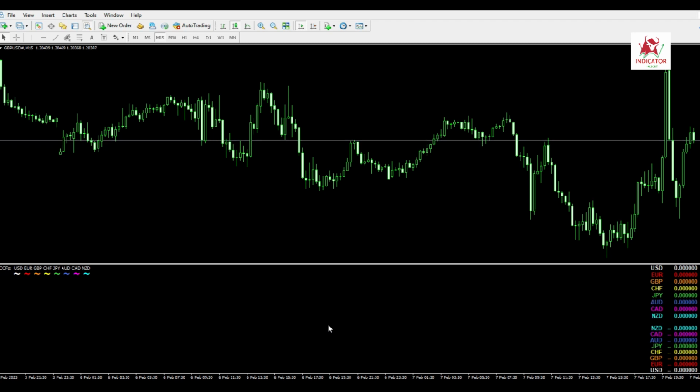Once you've found what you were looking for in the CCFP window, you can now use the CC window to find an entry. The combination of these two indicators is great and will almost always keep you on the right side of the market, because you are following the strengths and weaknesses of the two involved currencies.